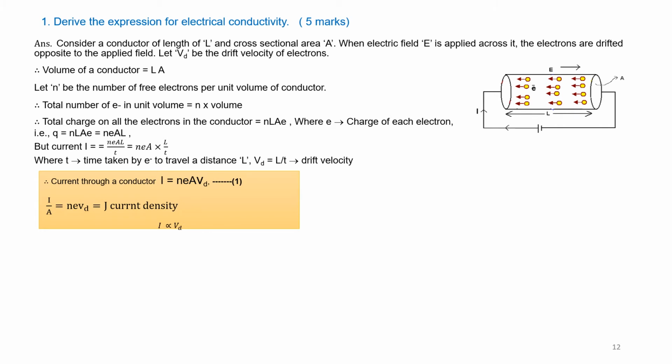Therefore, the current is given by I is equal to N e A into L by t, which is Vd, the drift velocity. Dividing by A, taking A to the denominator, I by A is equal to N e Vd. That is I by A is nothing but the current density J. Therefore, this shows I is proportional to the drift velocity. This is the expression for current.